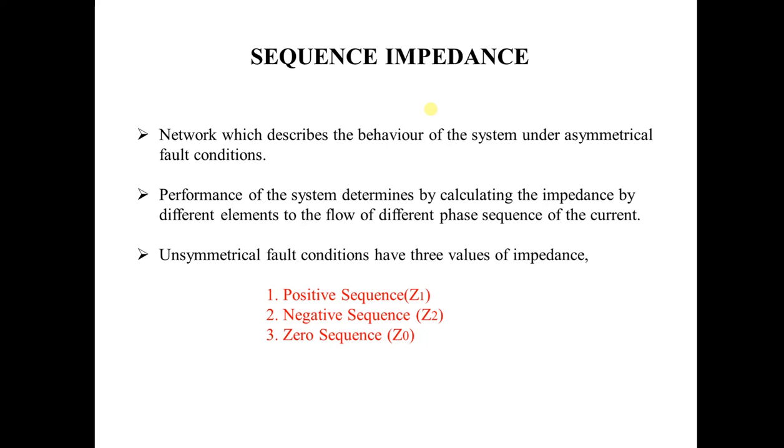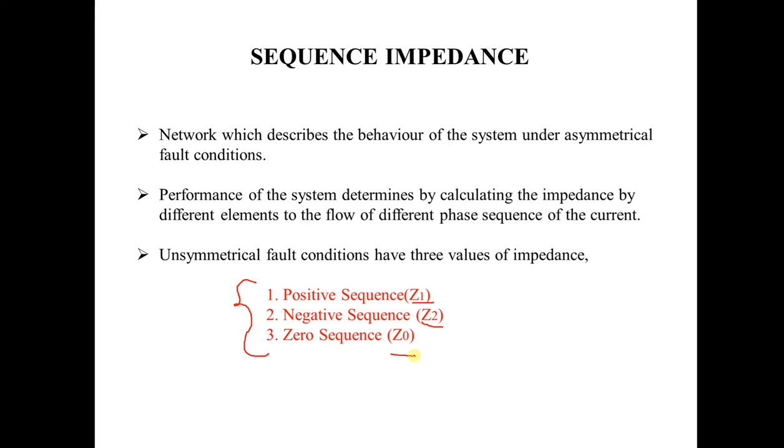Each element in a power system will offer impedance to different phase sequences of current, which may not be the same. In unsymmetrical fault condition, each piece of equipment will have three values of impedance, one for each sequence current: positive, negative and zero sequence. Previously we saw the sequence currents I1, I2, I0. Here for the phase sequences we have Z1, Z2 and Z0.